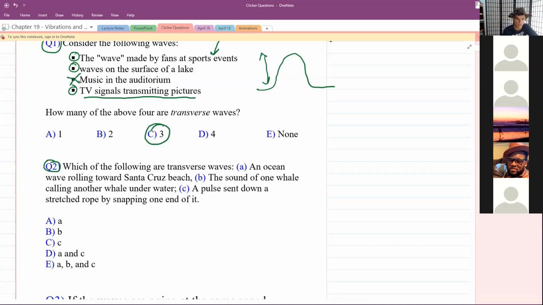So in this case, the ocean wave, kind of like before, is going to be a transverse wave, because let's say the wave is moving horizontally, but the water is just disturbed vertically, up and down. The sound of one whale calling another, nope, that is a longitudinal wave. A pulse sent down a stretched rope by snapping one end of it, yes, that would also be a transverse wave. So in this case, the answer was A and C. Okay.